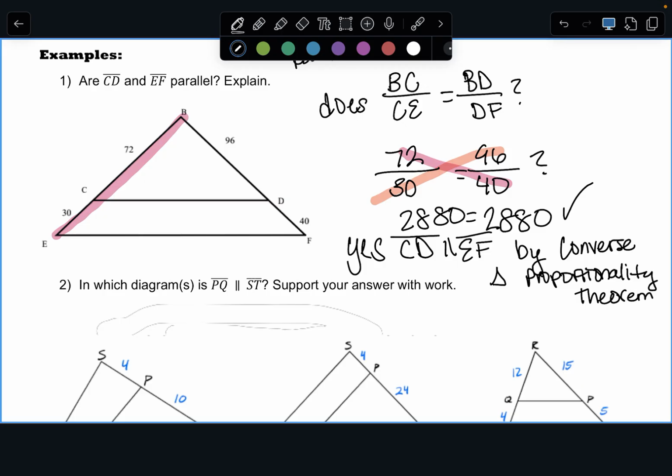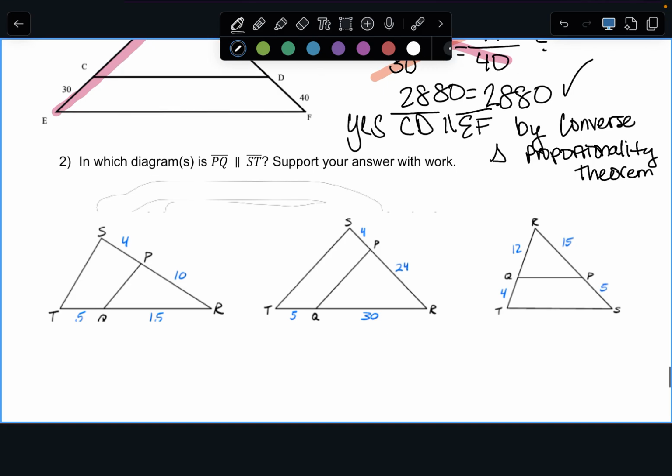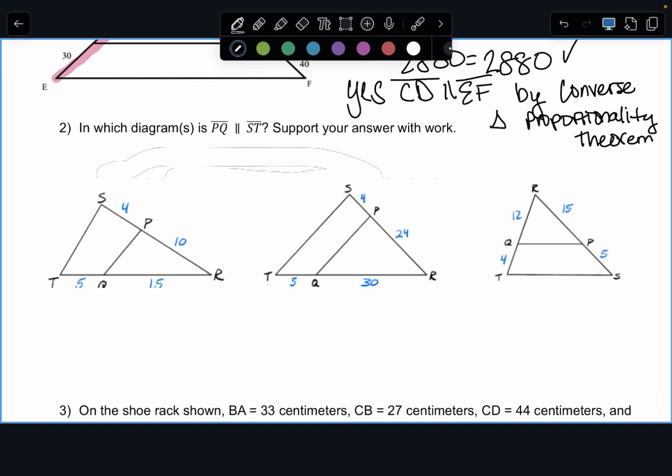So on your test, there'll be a question like this, and it'll just say, are the lines parallel? And you'll have to know that what that's really asking you to do is check if part over part is equal to part over part. Questions on that one? Okay, 3 more of this type.